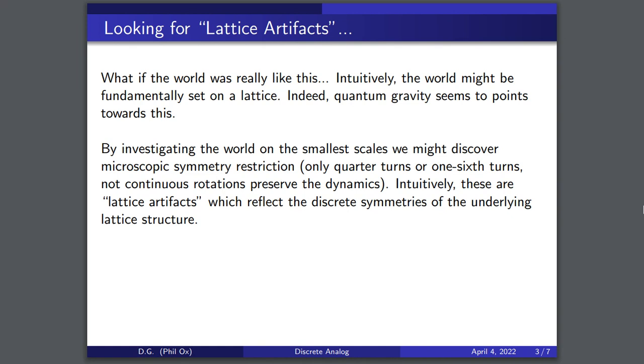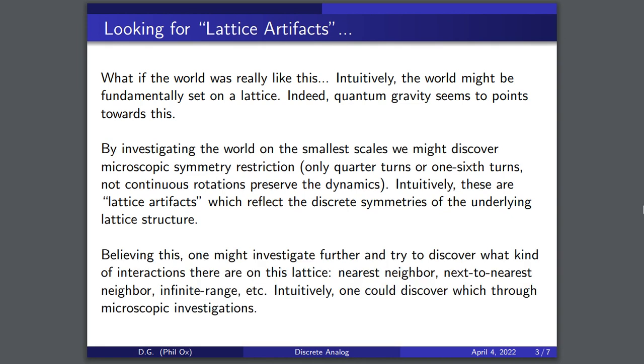In a continuum, we could rotate continuously, but we might find we can only do quarter turns or sixth turns, which preserve the dynamics. And intuitively, if you found something like this, it would be a lattice artifact, which reflects the discrete symmetries of the underlying lattice structure: quarter turns for the square lattice, 1/6 turns for the hexagonal lattice. And so say we then believe the lattice structure theory.